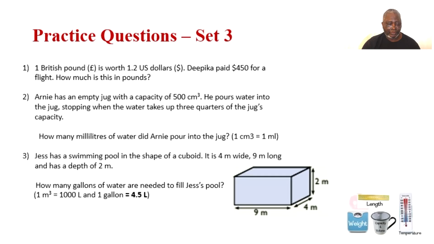Question 3. Jess has a swimming pool in the shape of a cuboid. It is 4 meters wide and 9 meters long and has a depth of 2 meters. And you see the shape on your right there. How many gallons of water are needed to fill Jess's pool?